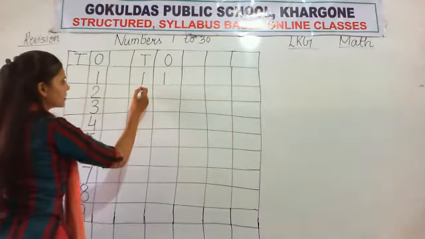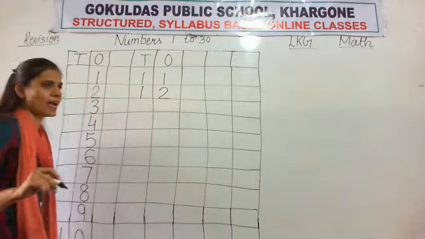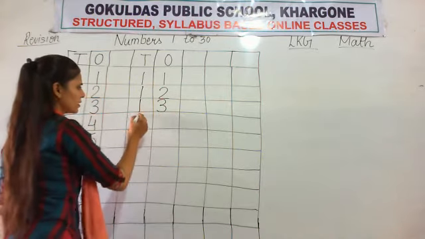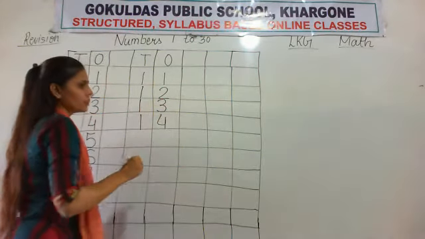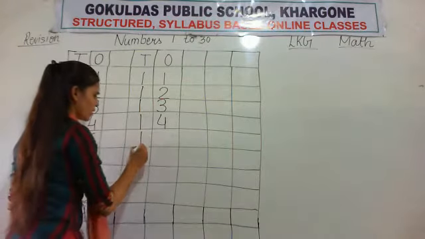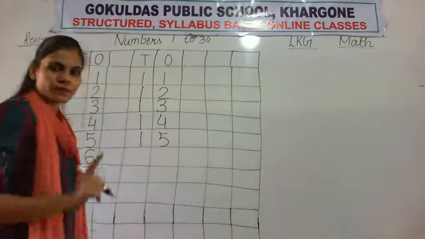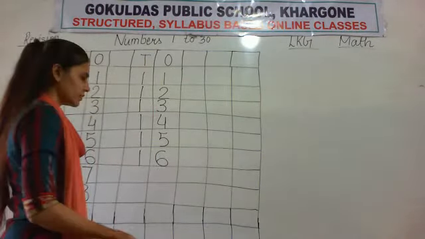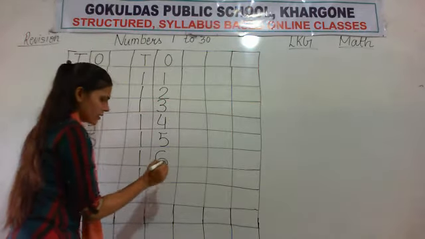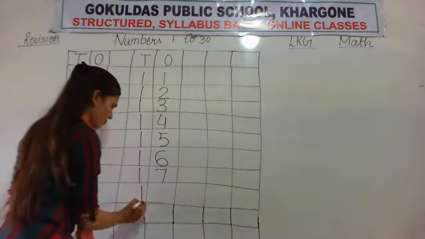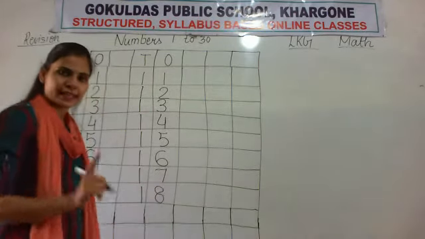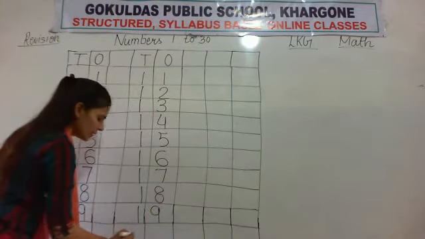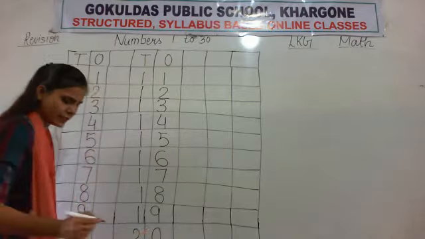After 11, 1, 2, 12. 1, 3, 13. 1, 4, 14. 1, 5, 15. 1, 6, 16. 1, 7, 17. 1, 8, 18. 1, 9, 19 and 2, 0, 20.